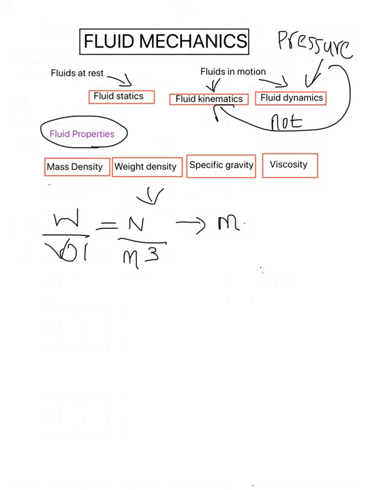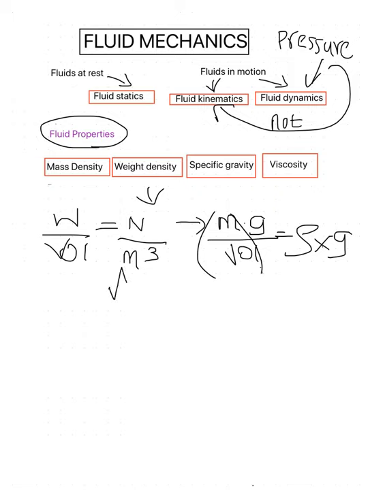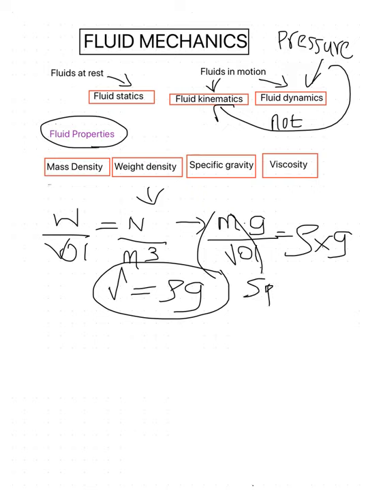What is force? It is mass into acceleration. Here we consider acceleration due to gravity, so it is mass into g divided by volume. Earlier we saw that mass by volume is nothing but the specific mass, so it becomes specific mass into g. So the weight density is represented as gamma equal to rho into g. This is the second equation. So the second parameter, weight density, is also referred to as specific weight.